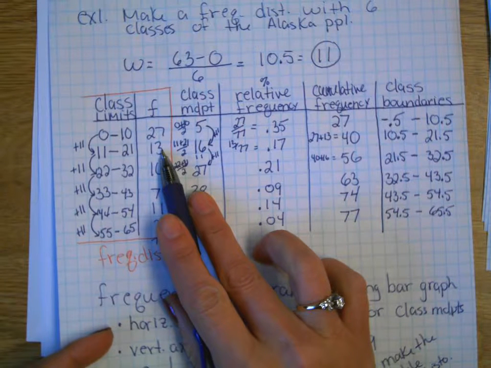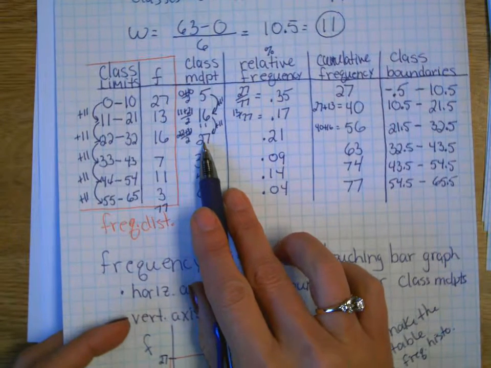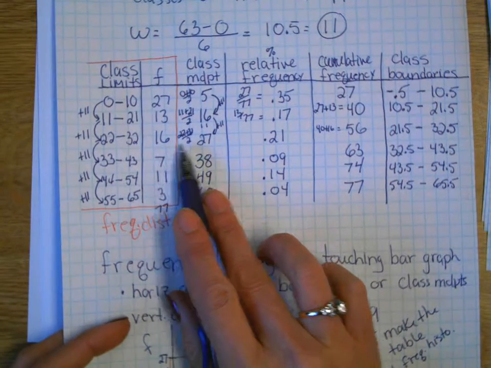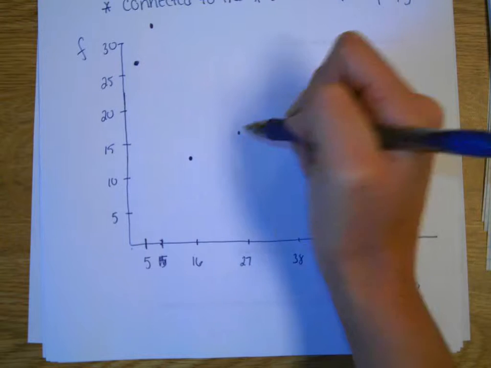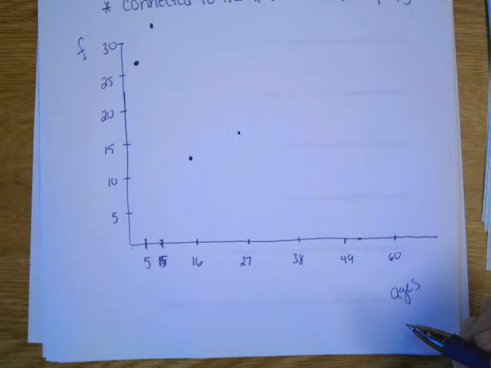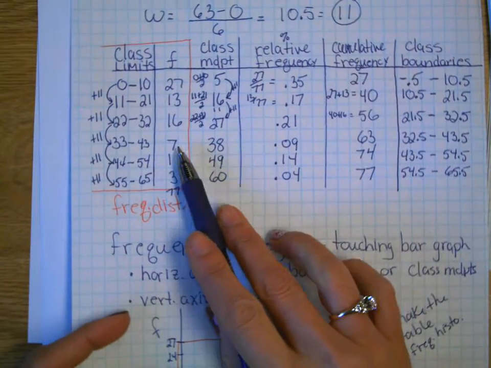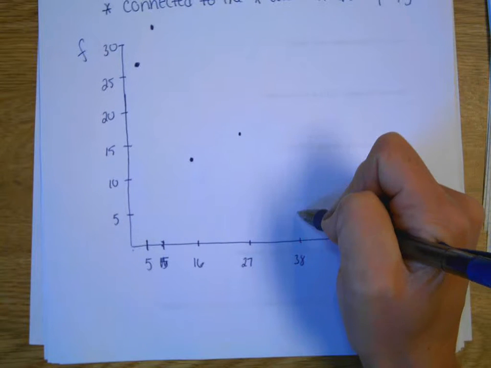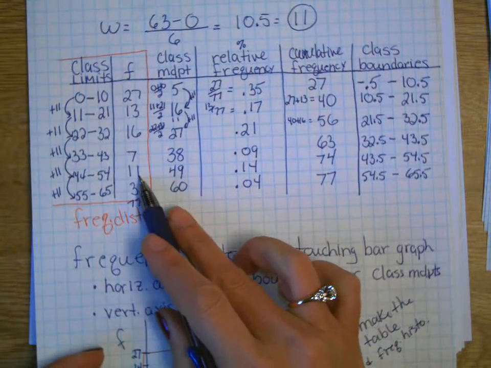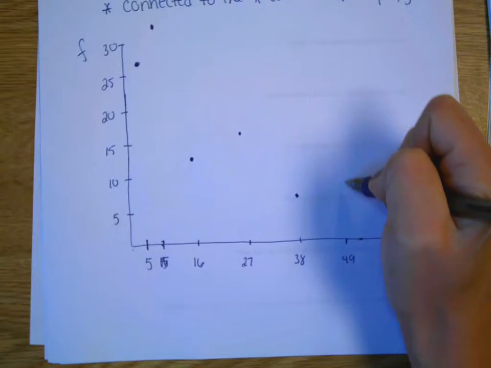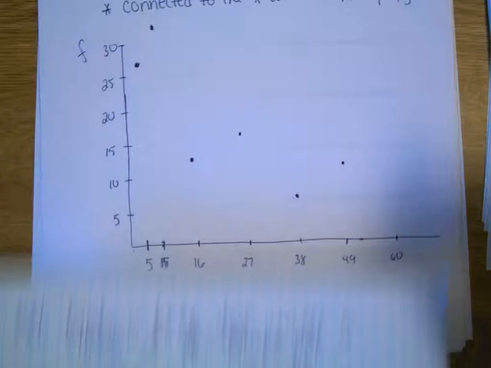The third class has a midpoint of 27, and the frequency is 16. So at 27, we're at 16. And then at 38, we're at 7. At 49, we're at 11. And then at 60, we're at 3.